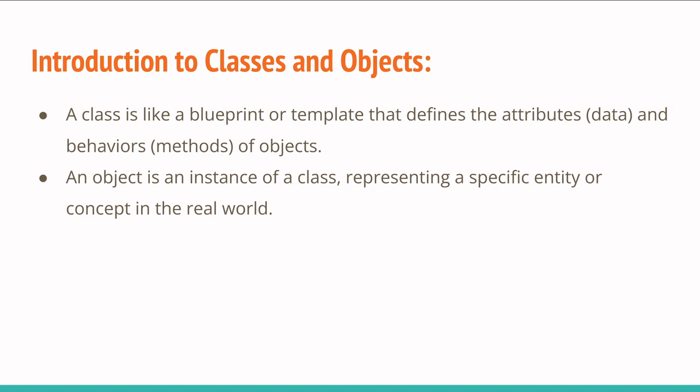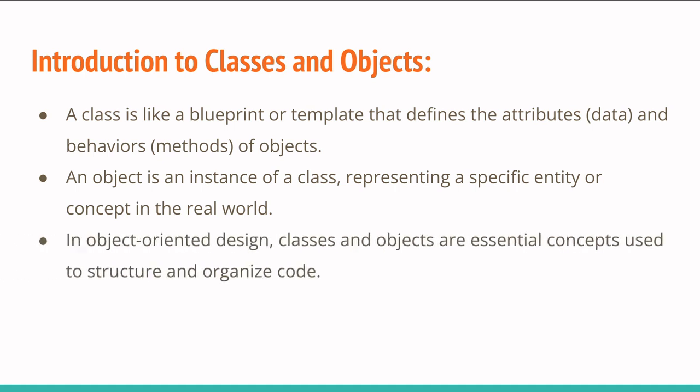If we take a real-time example, we can take the example of a classroom. In the classroom, there are n number of students. The students are representatives of the class. Each student is an object of that class. So there are n number of examples we can relate to this class and object concept. In object-oriented design, classes and objects are essential concepts used to structure and organize code. This is the main purpose of classes and objects in object-oriented design: to structure and organize the code.